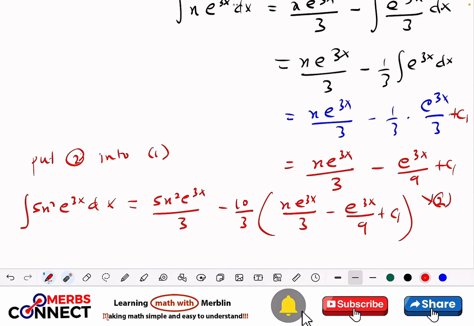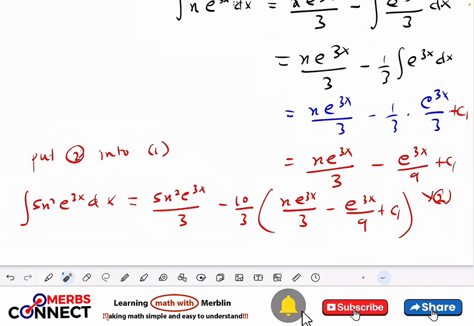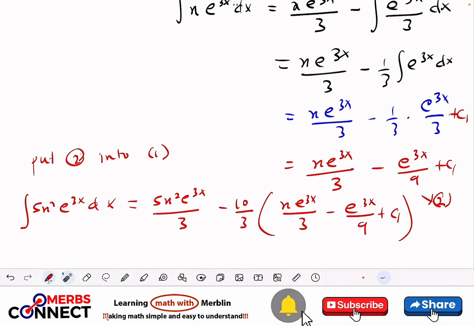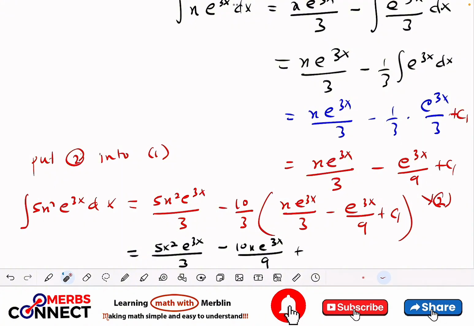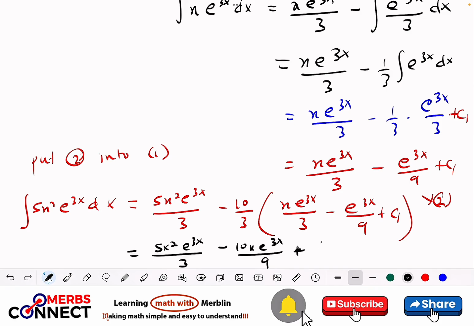Here you can decide not to add the plus c1 here. Then when you come and do the substitution, you add the plus c, or you can do this one. I will show you what will happen so that this one will disappear. Good. So this is going to give us something like this: 5x squared e to the power 3x divided by 3. Multiply this, and this is going to give us minus 10x e to the power 3x divided by 9, plus multiply this, and this is going to give us plus 10 e to the power 3x.